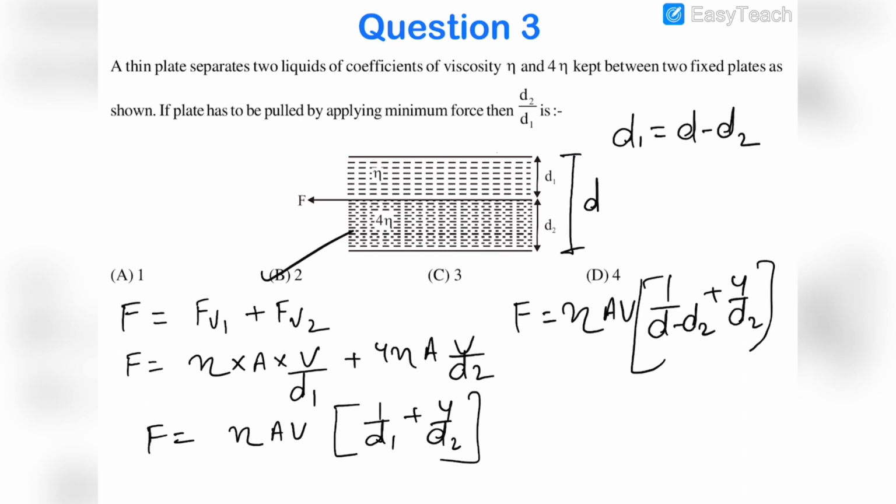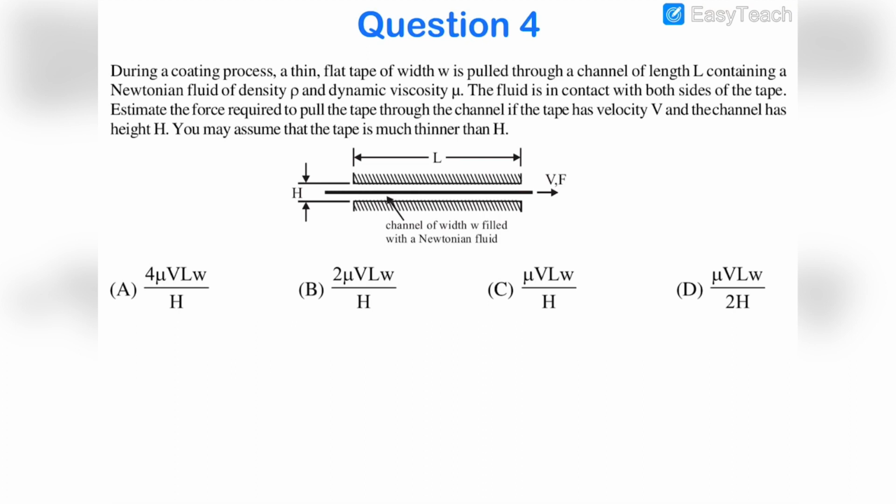Now let's move on to the next question. In this question, you can see that there is a coating process in which there is a thin flat tape whose width is W and whose length is L, and this flat tape is being pulled through this channel containing a Newtonian fluid whose density is rho and whose dynamic viscosity is mu. And this fluid is in contact with the sides of the tape, and the thickness of this tape is much thinner as compared to the edge, so we have to assume it negligible. So we have to find out the force required to pull this tape with a constant velocity of v.